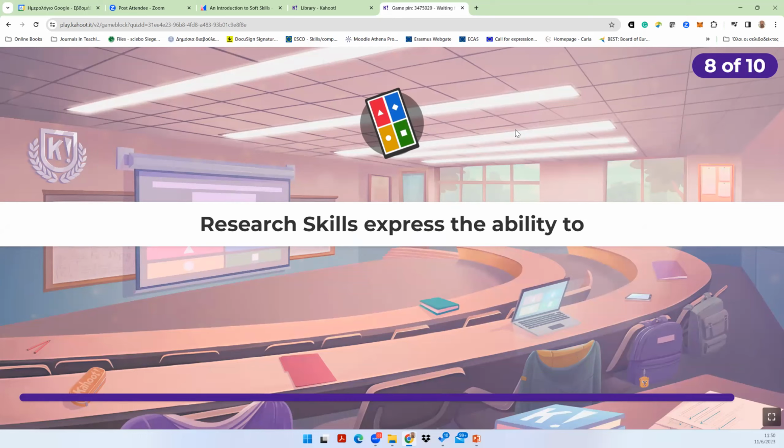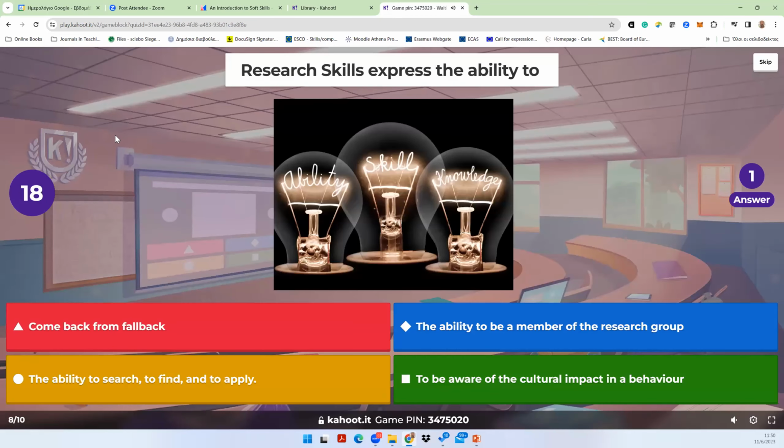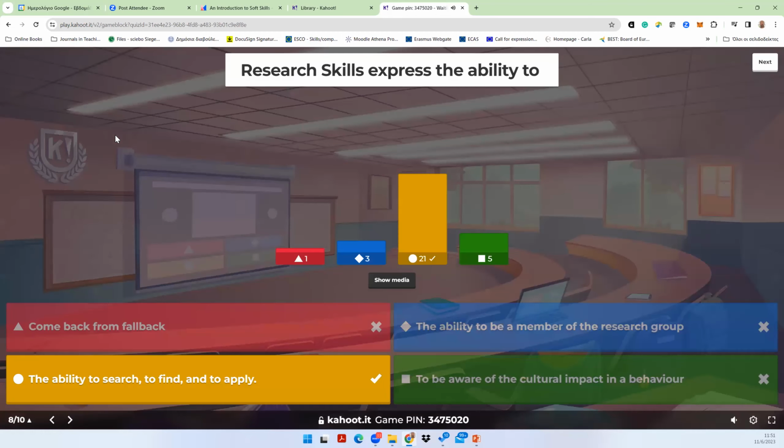Research skills express the ability to come back from a fallback, the ability to search, to find, and to apply, the ability to be a member of a research group, to be aware of cultural impact in behavior. As I told you during the course, we are going to name and present a lot of research skills: the ability to search, to find, and to apply. Excellent.